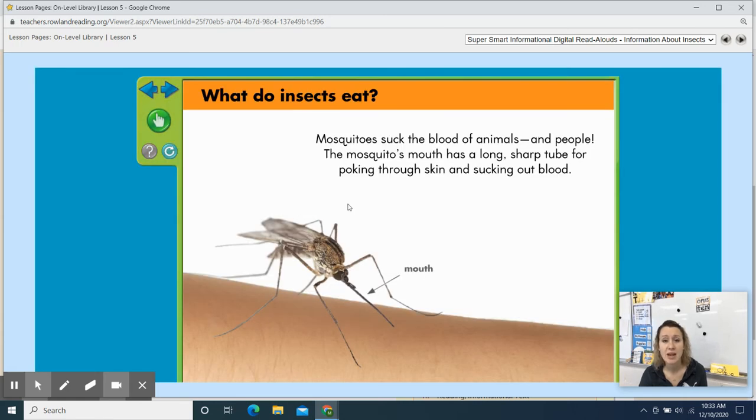Mosquitoes suck the blood of animals and people. The mosquito's mouth has a long, sharp tube for poking through the skin and sucking out blood. Just like it's like a needle. It pokes into your skin and sucks up the blood. Did you see how its belly filled up back here? What is that? That's the blood. Yep.